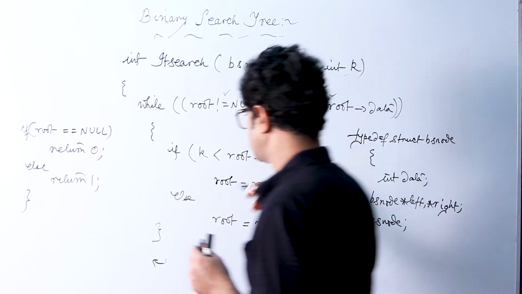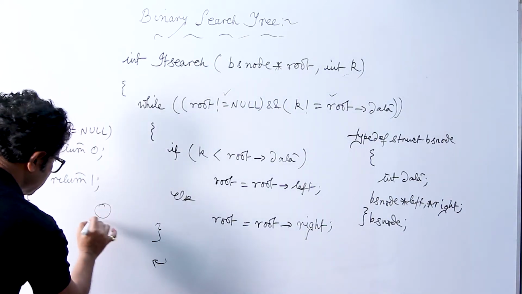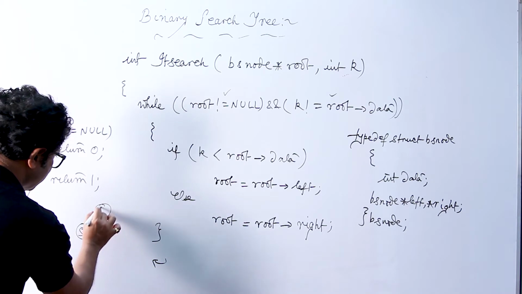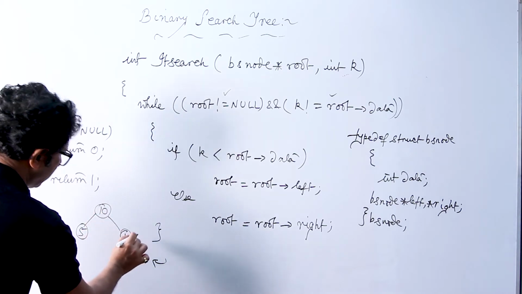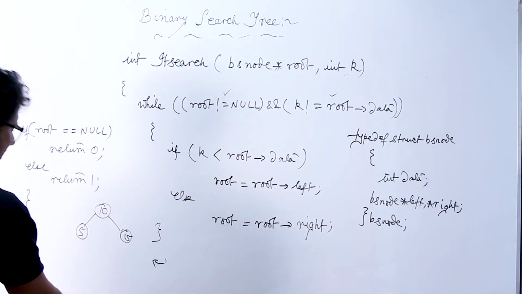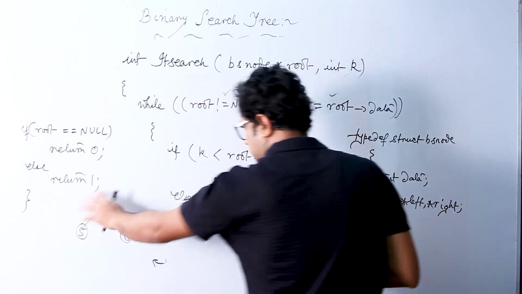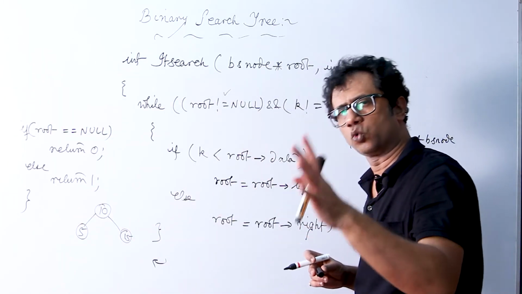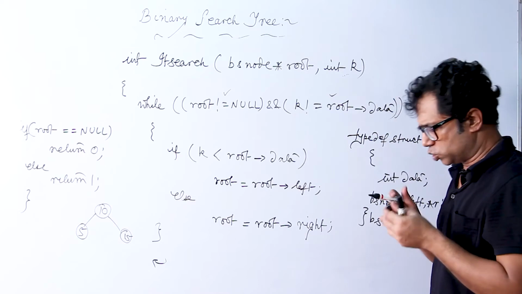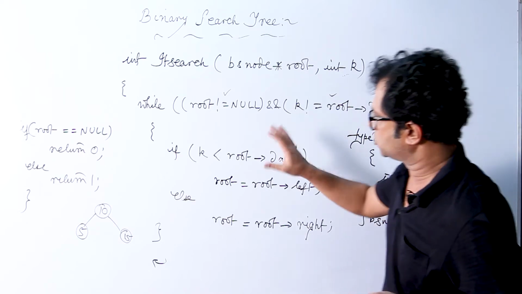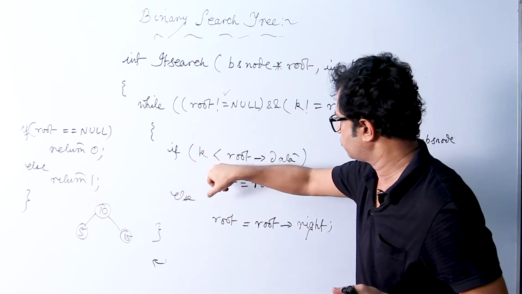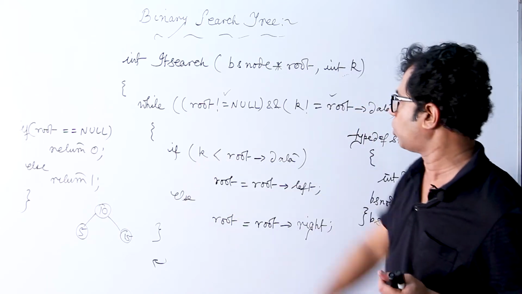Suppose the binary search tree looks like this, with 5, 10 and 15. So this binary search tree exists. If this binary search tree doesn't exist, in that case the root is going to be null. So if the binary search tree exists, we will try to enter this while block.